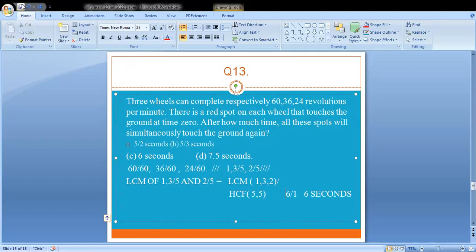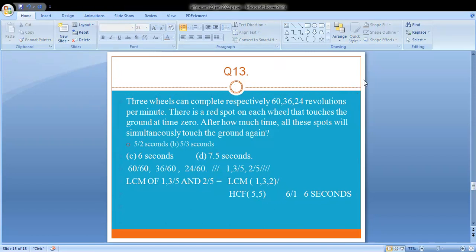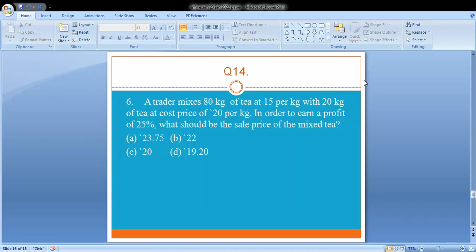So what we have done is we have just taken 60, 36, and 24 to take the LCM, but since it is given per minute, we used 1 minute equal to 60 seconds. We got fractions, and we are taking just the LCM. That's all. Going for the next one.